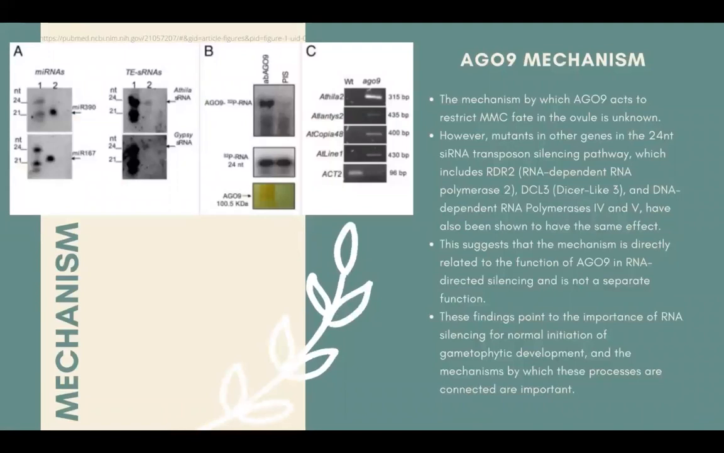The mechanism by which AGO9 acts to restrict MMC fate in the ovule is unknown. However, mutants in other genes in the 24-nt siRNA transposon silencing pathway, which includes RDR2, DCL3, and DNA-dependent RNA polymerases 4 and 5, have also been shown to have the same effect. This suggests that the mechanism is directly related to the function of AGO9 in RNA-directed silencing and is not a separate function. These findings point to the importance of RNA silencing for normal initiation of gametophytic development, and the mechanisms by which these processes are connected are important.